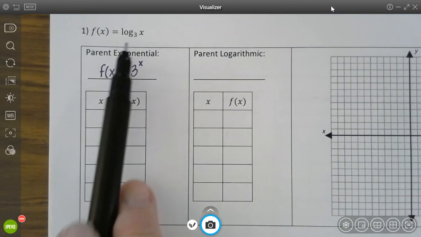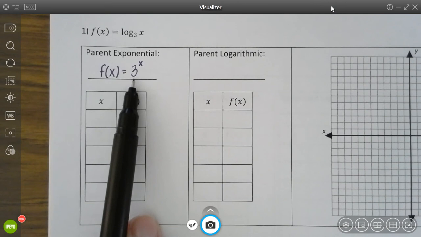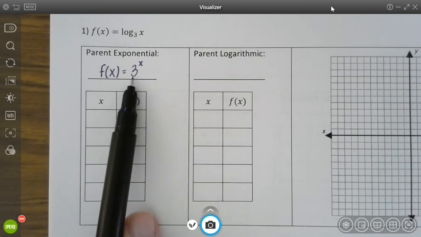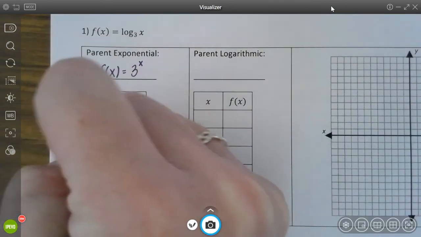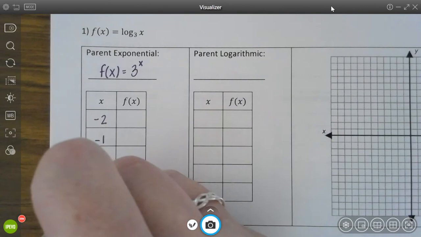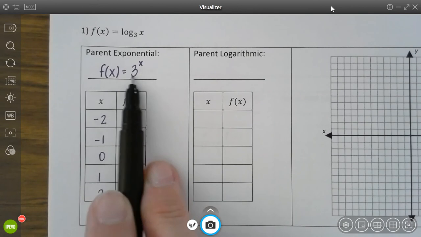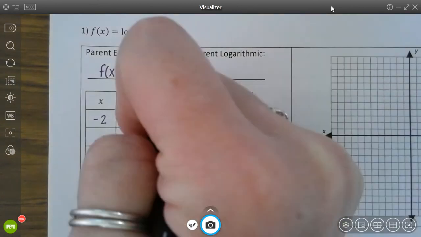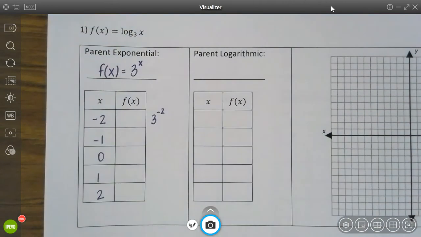So like I was saying, the base of this logarithm is going to determine the base of your parent exponential. Since we have a base 3 logarithm, we want a base 3 exponential. And to get the table of values here, I can still use the x values -2, -1, 0, 1, and 2. But since we're now working with a base of 3, to get our table, we would want to raise 3 to the -2 power.